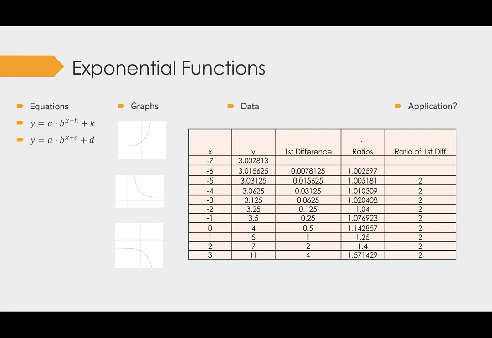Ratios: a ratio is taking one y value and dividing it by the next y value. Again, not constant. But if you do that with the values of the first difference and the one next to it, first difference divided by first difference, so if we're going to do 4 divided by 2, for all of these, that is actually 2. And again, so we have a constant ratio of first difference.